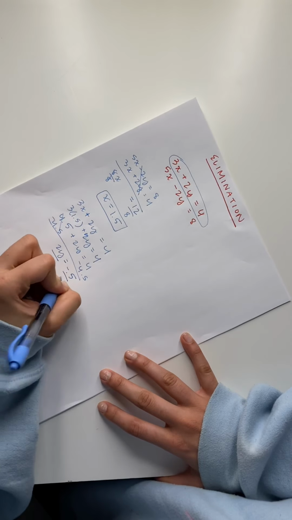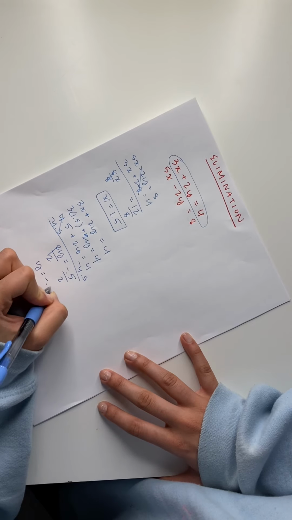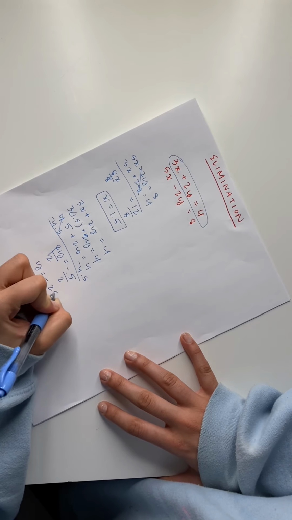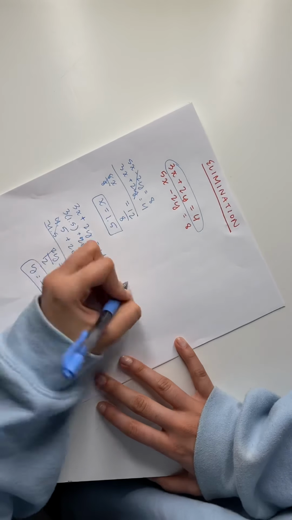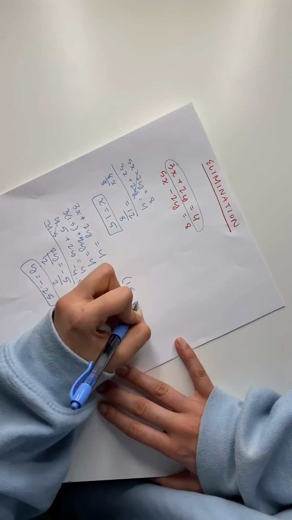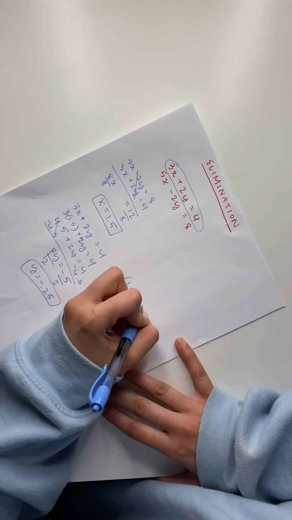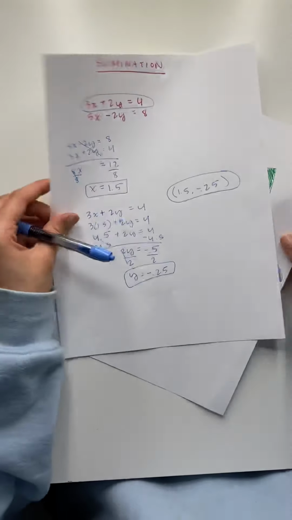We're going to go ahead and divide by 2 on both sides, and we get y equals negative 0.25. Yeah. All right, and then we just rewrite it as an ordered pair, 1.5 and negative 0.25. Okay, so that's our answer. So that was pretty fast and easy. So now let's go to substitution.